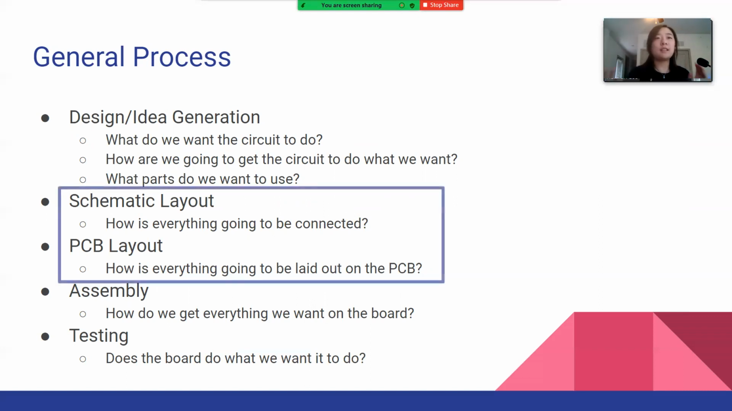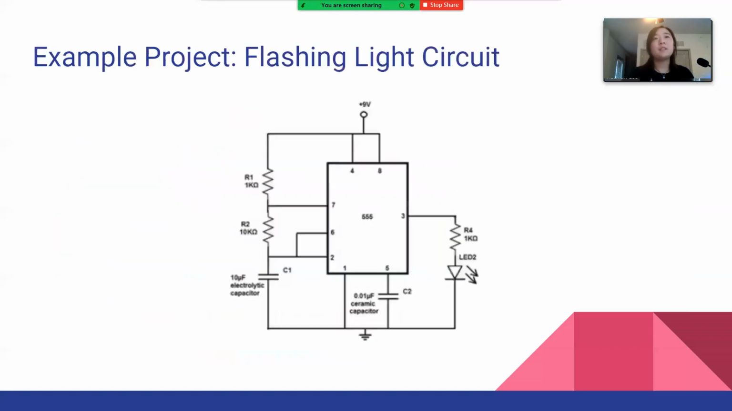And so this tutorial is just going to focus on the schematic layout and the PCB layout part. And specifically using a PCB design software called KiCAD. I know some people also call it KiCAD. I'm used to calling it KiCAD, so I'm going to stick with that pronunciation. So today we're also going to make an example project, which is a flashing light circuit, a flashing LED circuit, and we'll learn how to make this in KiCAD. With the schematic that you see here, we'll translate that over to the schematic in KiCAD, and then actually lay it out on a PCB.